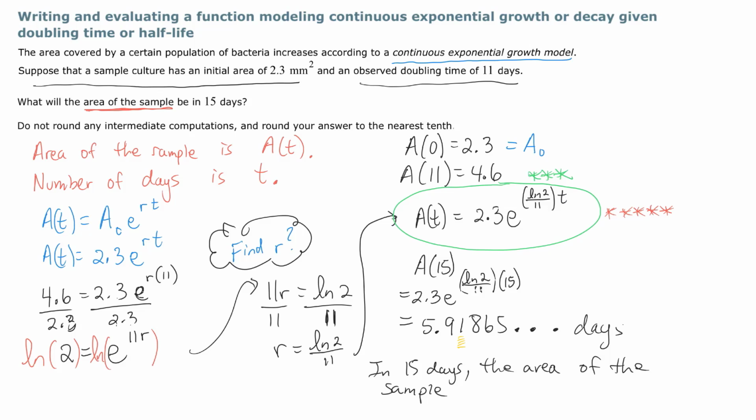When you're writing your answer in a complete sentence, you actually will not make a mistake here. So A of 15 should be in square millimeters. Let's relabel that correctly, like the true scientist that you are. There we go. Square millimeters. In 15 days, the area of the sample is about 5.9 square millimeters.